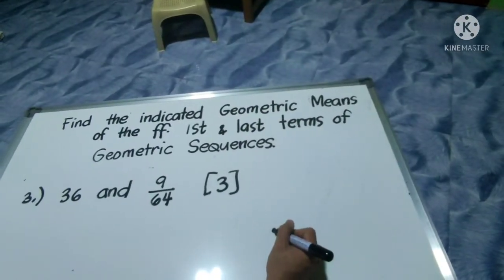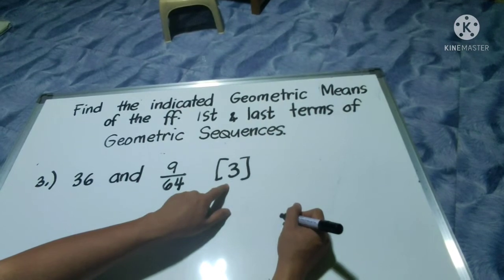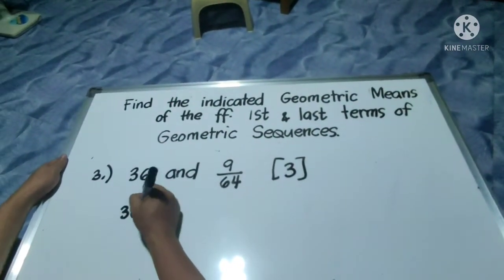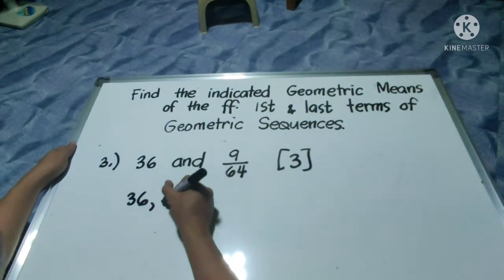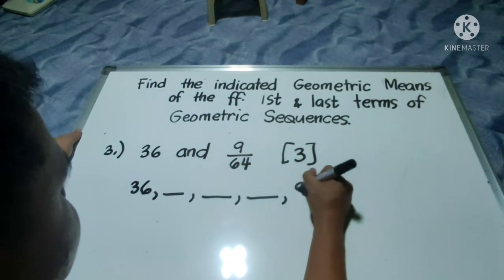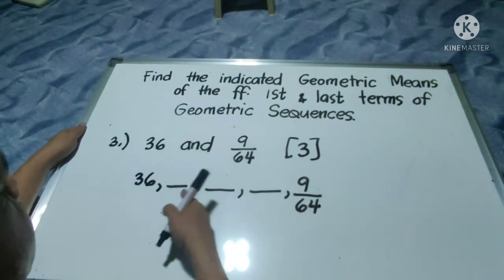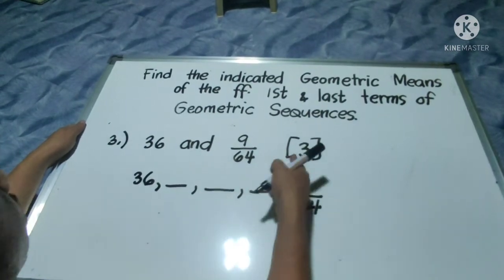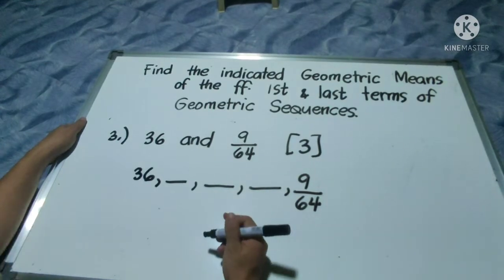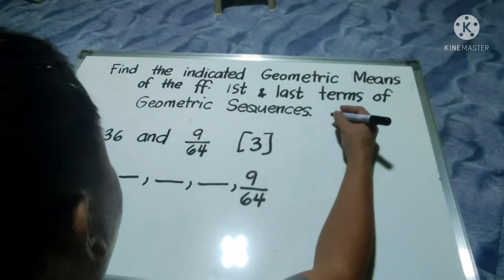Now let's have number 3. We're given 36 and 9 over 64. We're going to insert 3 geometric means. So to illustrate it, you'll have 36, then we'll be making 3 blanks: 1, 2, 3, and then 9 over 64. In this case, we will be looking for 3 geometric means between non-consecutive terms. Therefore, we cannot use the shortcut here, but we really need to solve for the common ratio.